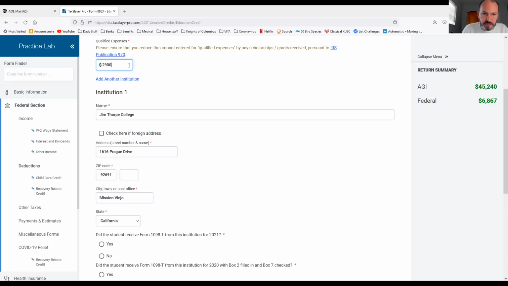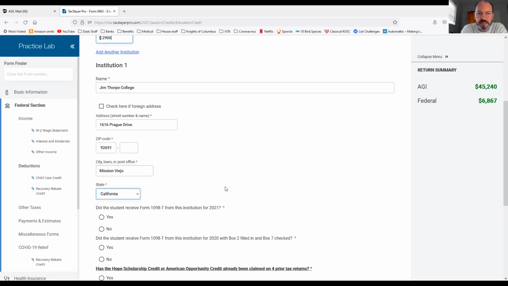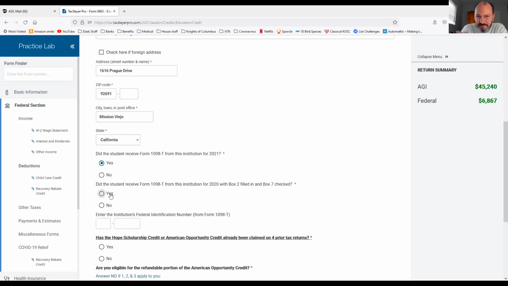And then we're going to go and populate the information for the 1098T. I stand corrected, 1098T. And then the next question says, did the student receive this from this school? The answer would be yes. And again, I've had a couple situations where people say, Jerry, I can't get the 1098T. And I tell them, okay, I understand that, but go back to the school, talk to someone at the school, and they'll be able to generate a 1098T for you.